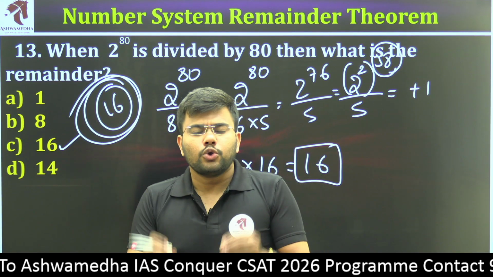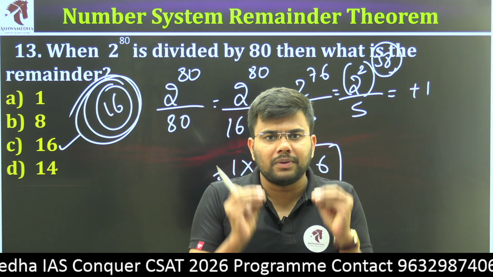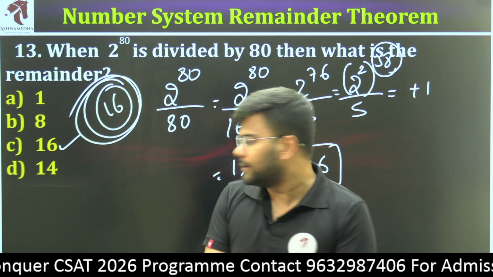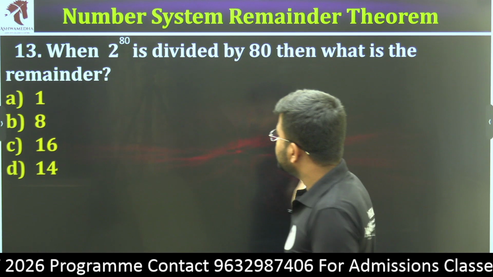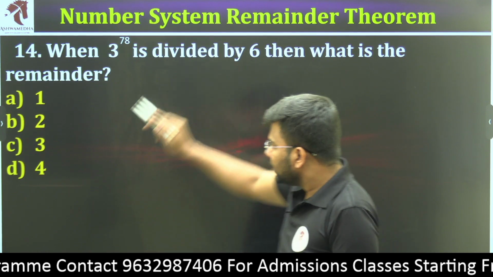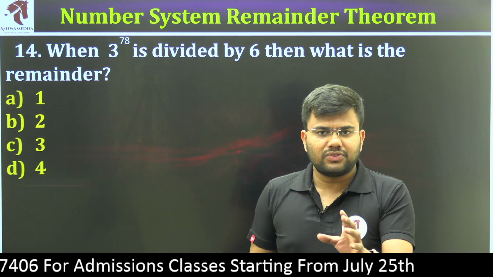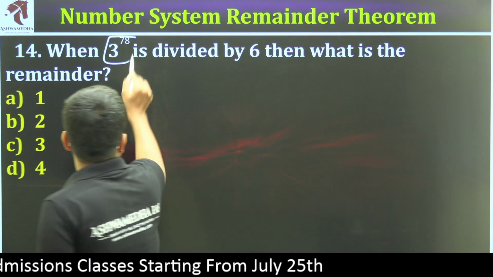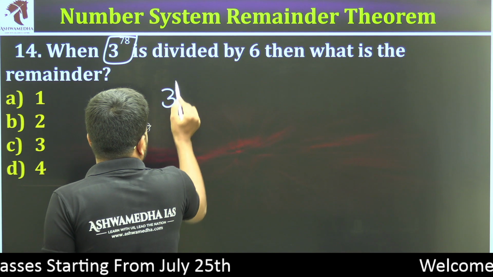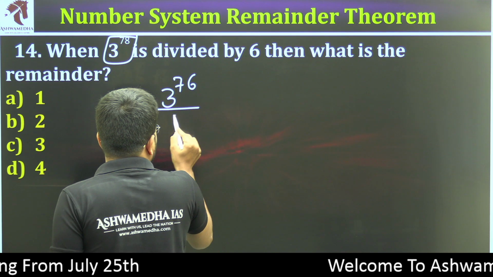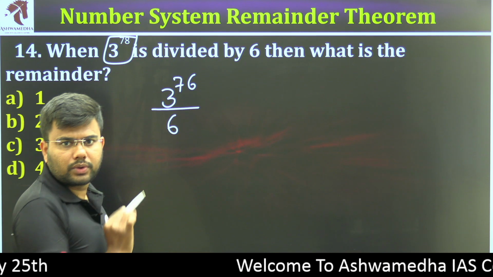From now, you have completed all UPSC PYQs from 2013, so you should be able to solve. Before that, we shall try to solve one more question based on the cancellation factor. Here 3 power 78, look here, divided by 6.